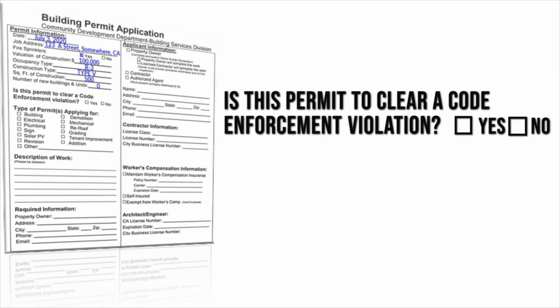The next item is a question which asks if the building permit we are submitting for is to clear a violation. We would check yes if we were submitting this permit application to legalize unpermitted work. However, since we are not submitting a permit to abate a violation, we check no. On a future video, I will go over the code enforcement process and clearing violations for unpermitted work.